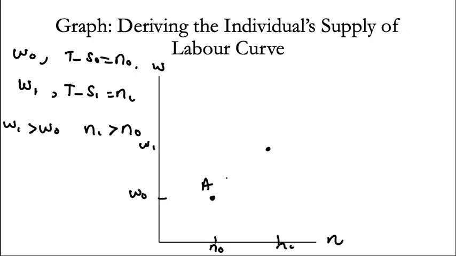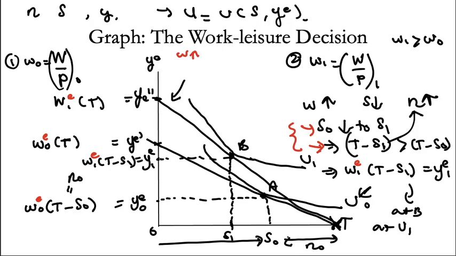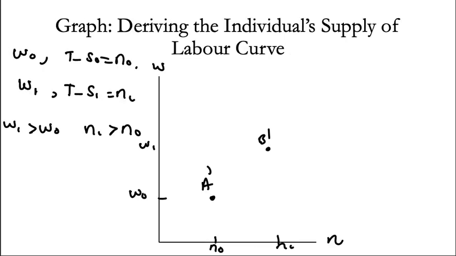So we have point A prime and point B prime. Point A prime corresponds to point A in the first graph. Point B prime corresponds to point B in the first graph. Join the two points, and you get the labor supply.